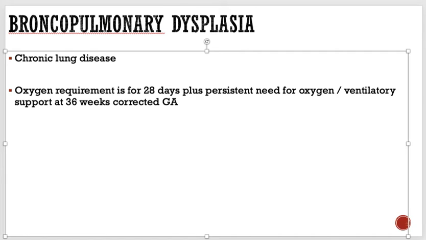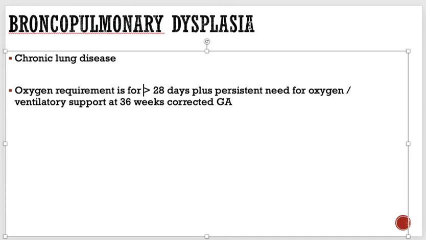Basically, the infants who need oxygen, provided they are born at 36 weeks of age, and they are requiring oxygen for more than 28 days, either oxygen or ventilatory support, and whenever you try to wean them off, to remove that oxygen, but they still cannot maintain their oxygen level, we call that condition bronchopulmonary dysplasia.